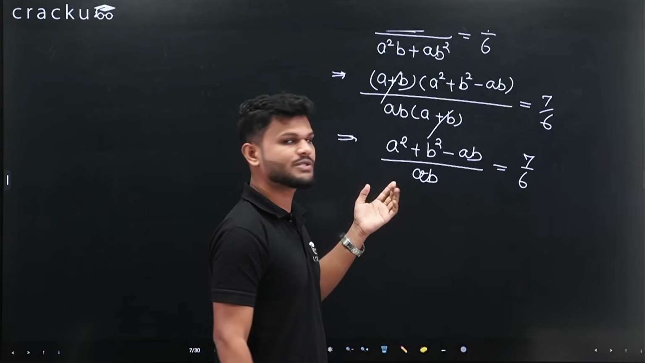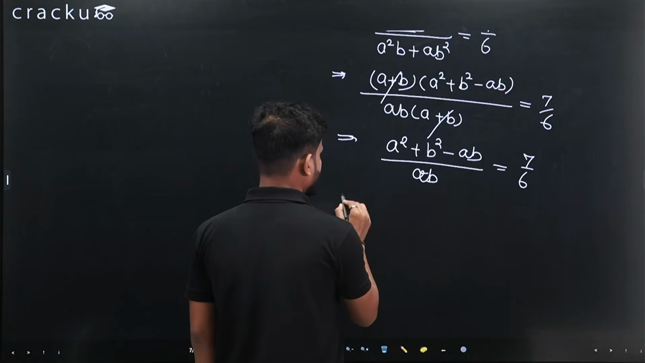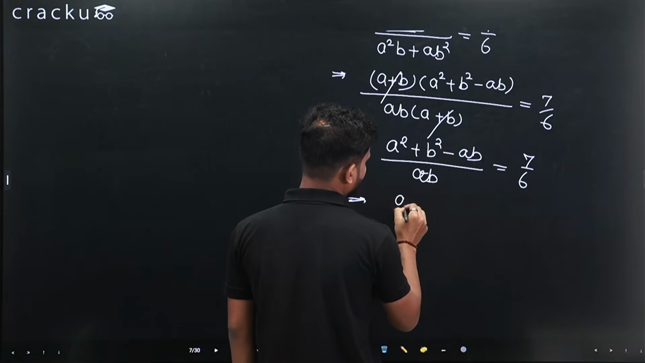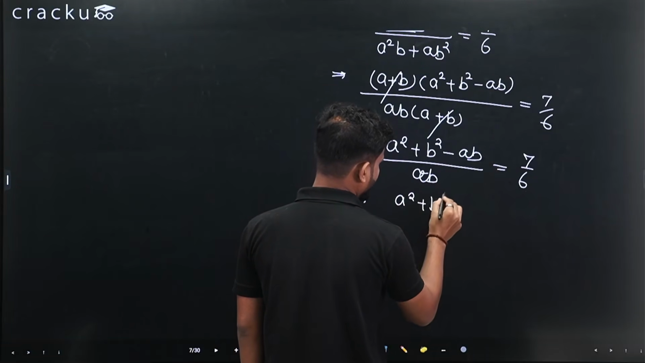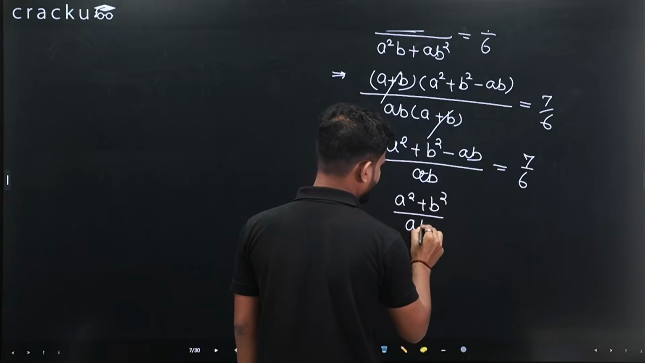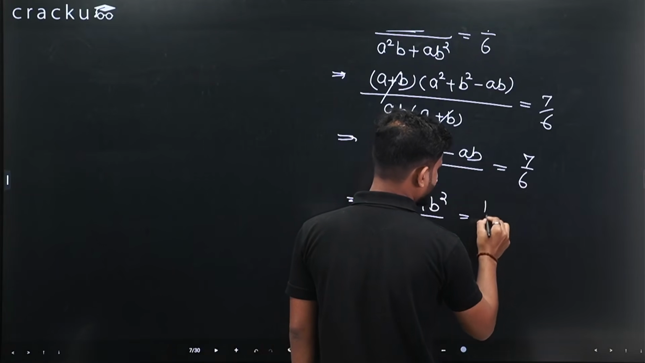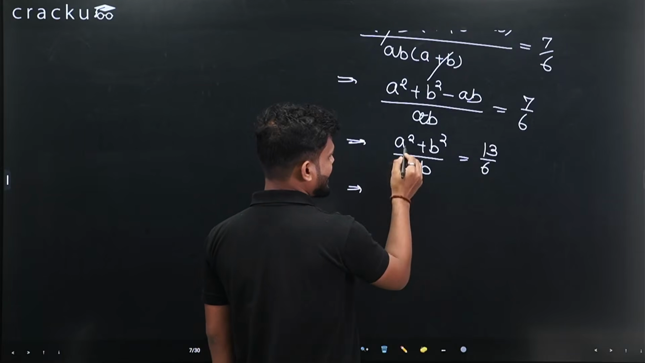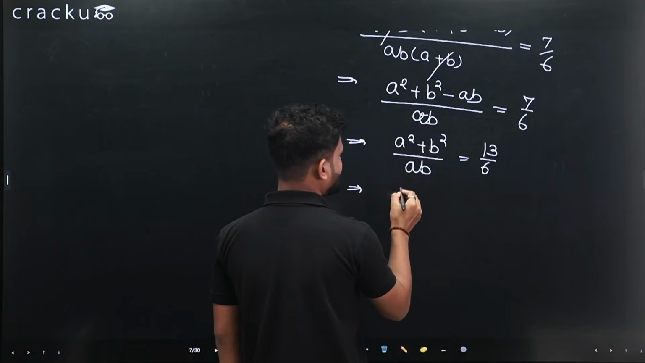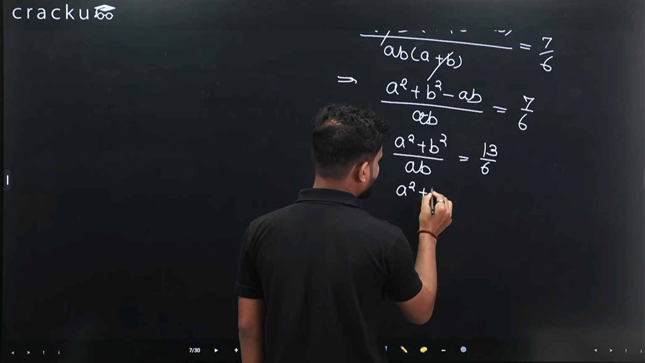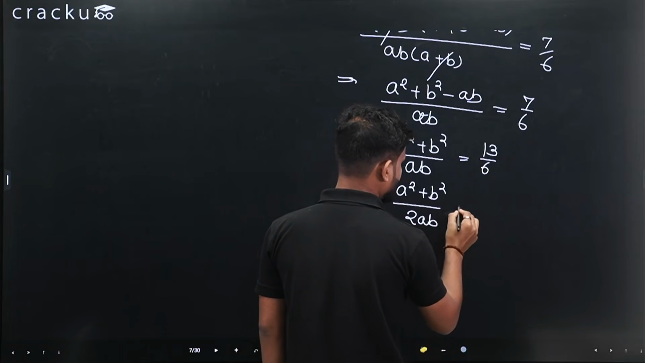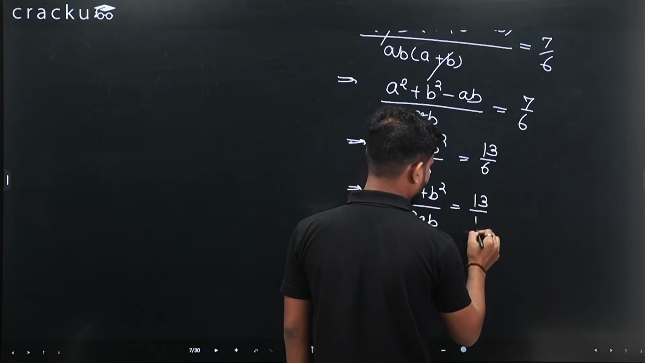Now you can use the componendo property. So by componendo, numerator plus denominator, it will be what? It will be (A² + B²) upon AB is equal to 7 plus 6, which is 13 by 6. Now multiply both sides by 1 by 2. From here you get (A² + B²) upon 2AB is equal to 13 by 12.